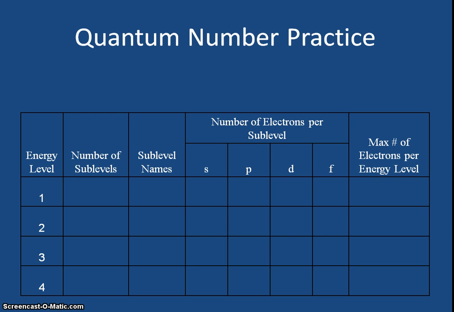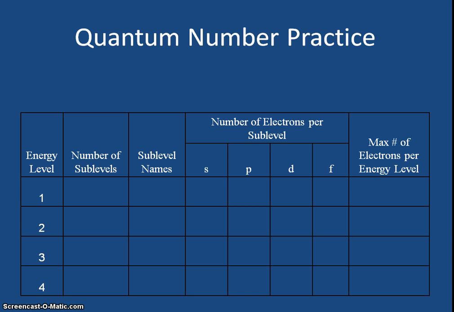So take a minute and pause this and see if you can fill it in. I'm going to walk you through the first one. So for the first energy level, the number of sublevels you can have is 1. So those 2 are going to match. Whatever energy level you're in, that's how many sublevels you can have. The first sublevel name is S. They go in order S, P, D, F.